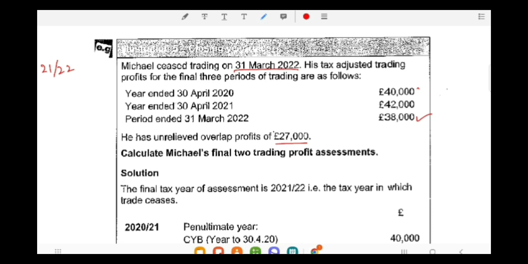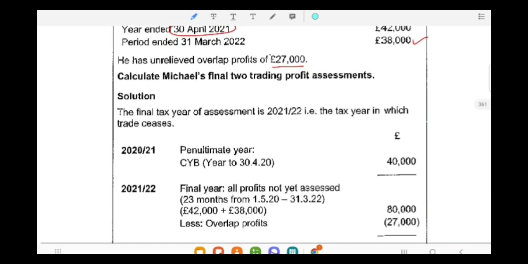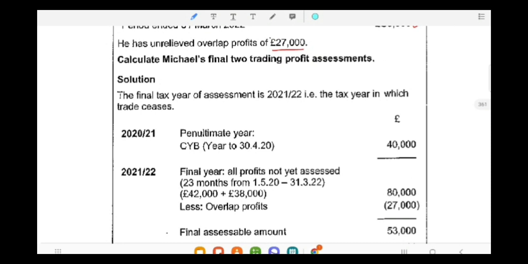Plus we need to consider whether previous year's profit has been assessed or not. Remember that this was at that time an ongoing business, and in the ongoing business we have to assess the profit in accordance with current year basis. So it means that the 30th April 21 date of ending of period of account is also assessed in the 21-22 tax year. So both of these dates fall in the same tax year. So we have to consider both profits of the period ended 31st March 22 and 30th April 21, both will be considered, and this will be total 80,000. Then we have to deduct the overlap profit, the benefit we are receiving from overlap profit in the closing year, and it would reduce the final assessable amount to 53,000.